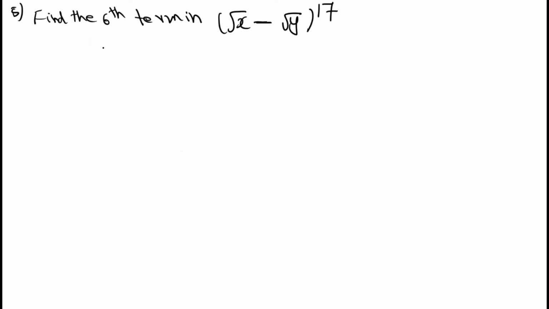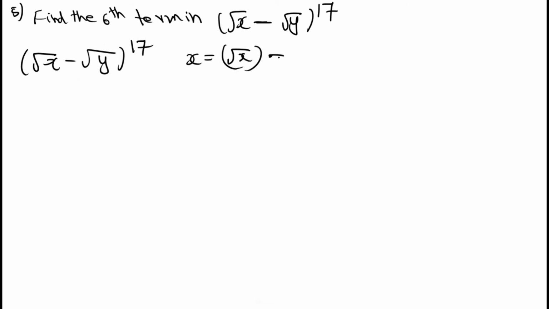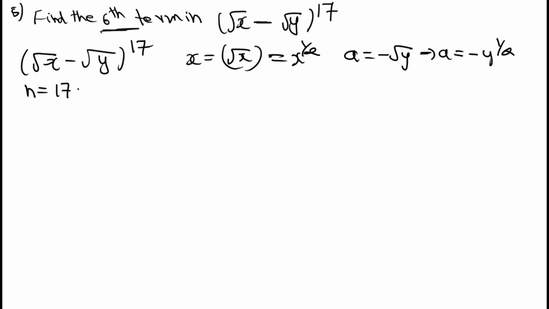See the next question. Find the sixth term in the expansion of root x minus root y to the power 17. Okay, consider the expansion root x minus root y to the power 17. Here x value, that is the first term, is root x. We know root x can be written as x to the power 1 by 2. Second term a value is equal to minus root y. We know this can be written as minus y to the power 1 by 2. Okay, and index n equals 17. What's the question? Sixth term T6 equals question mark.